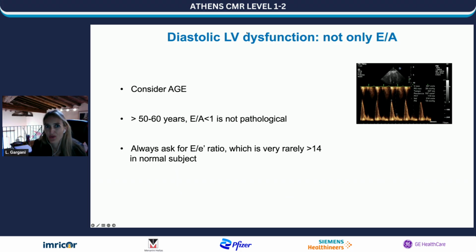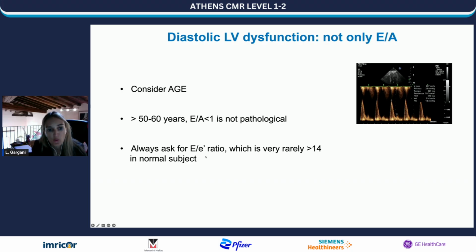For example, when we address diastolic dysfunction using tissue Doppler, because of course diastolic dysfunction cannot be addressed only by E/A ratio, you also have to consider age. Because, for example, when you are more than 50, 60 years old, an E/A less than 1, what we call an impaired relaxation, is not necessarily pathological, especially if the patient has a concomitant arterial hypertension.